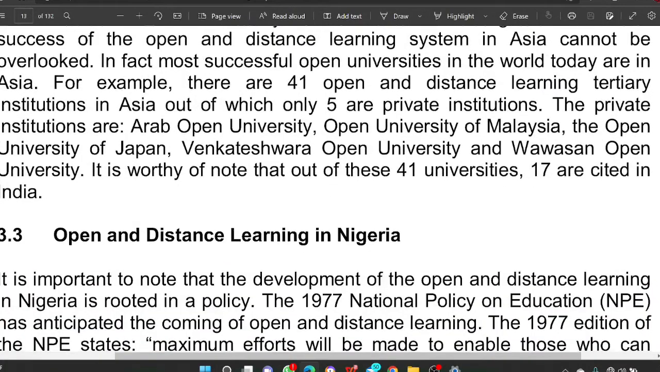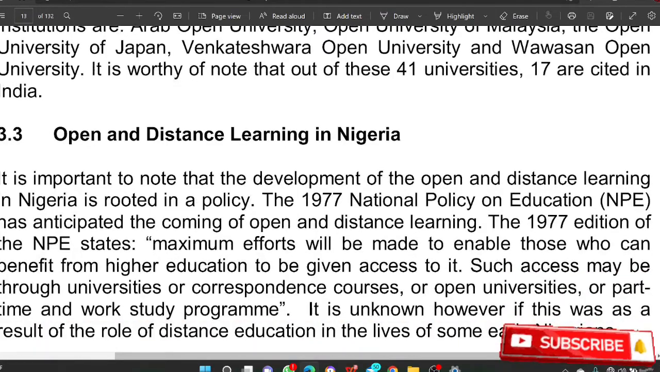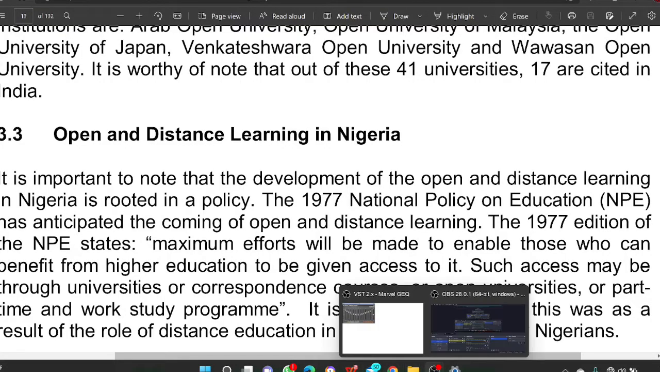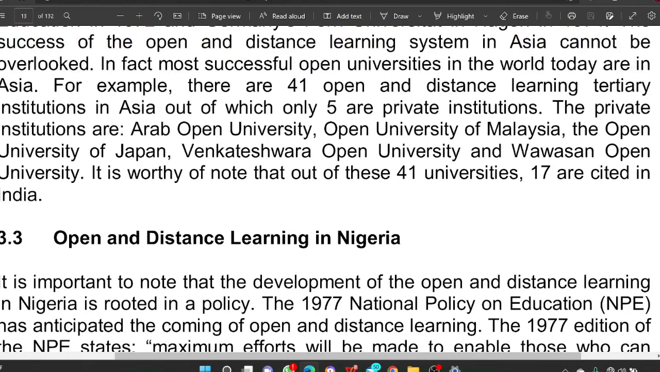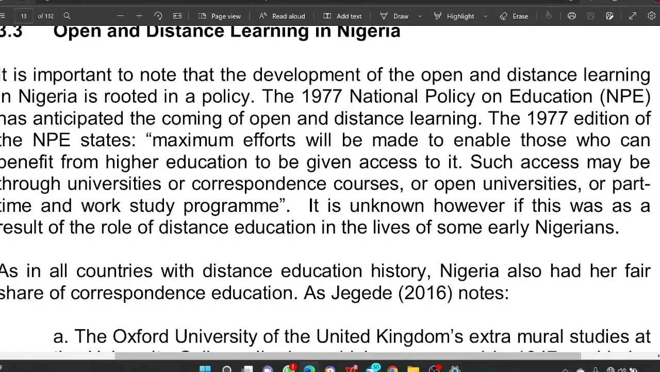Open and distant learning in Nigeria. It is important to note that the development of open and distant learning in Nigeria is rooted in a policy, the 1979 National Policy on Education (NPE). The National Policy on Education anticipated the upcoming of open and distant learning.